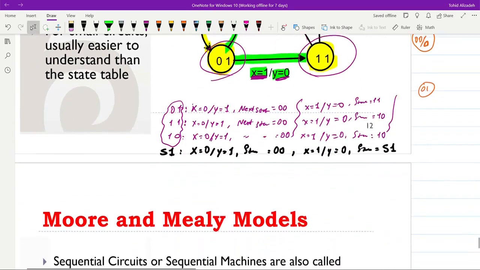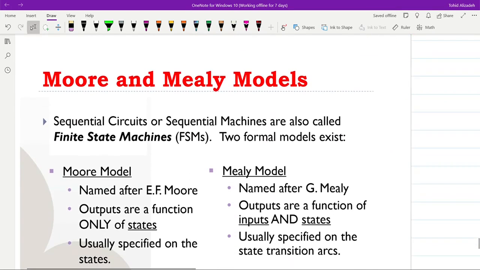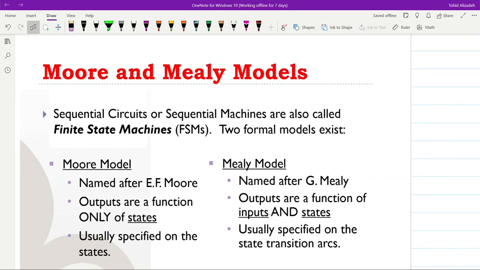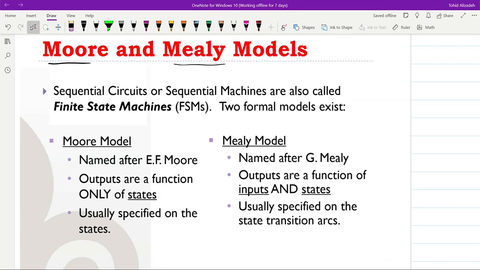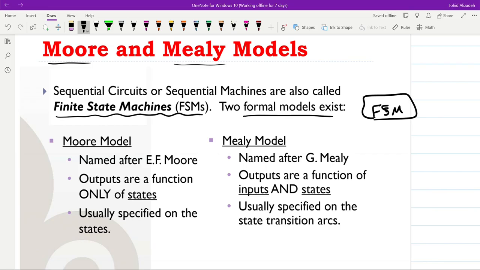All right. The next topic that we are going to talk about is the Moore and Mealy models, as we already introduced them. For sequential circuits or sequential machines, we also use the term finite state machines. So FSM is also frequently used. And we have two formal models for that, the Mealy model and the Moore model.